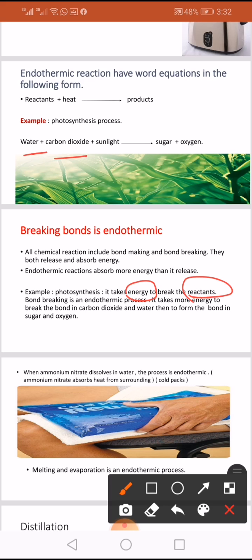Bond breaking is an endothermic process. It takes more energy to break the bond, so we need the energy, or we need the heat, or we need sunlight in the example of the photosynthesis process to break this bond and form a product.